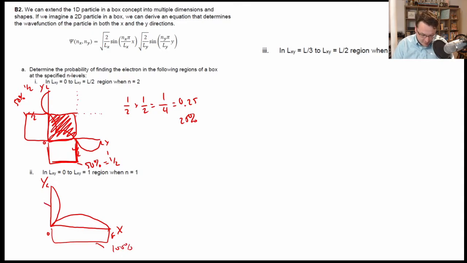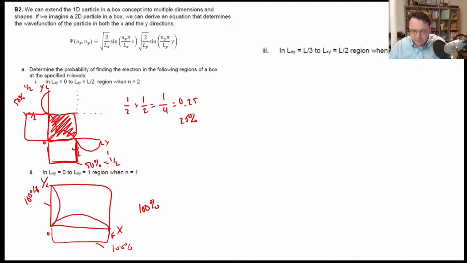And then in this case right here, again, it's going to be 100% of the time because it's the full region that you're looking at. So 100% times 100%, or combined with 100%, is 100% of the time you're going to find the electron, because you're looking at the entire box. We're not looking at any small regions or anything like that. Again, it's just simply looking at, drawing it out, visualizing what's going on, and applying that.